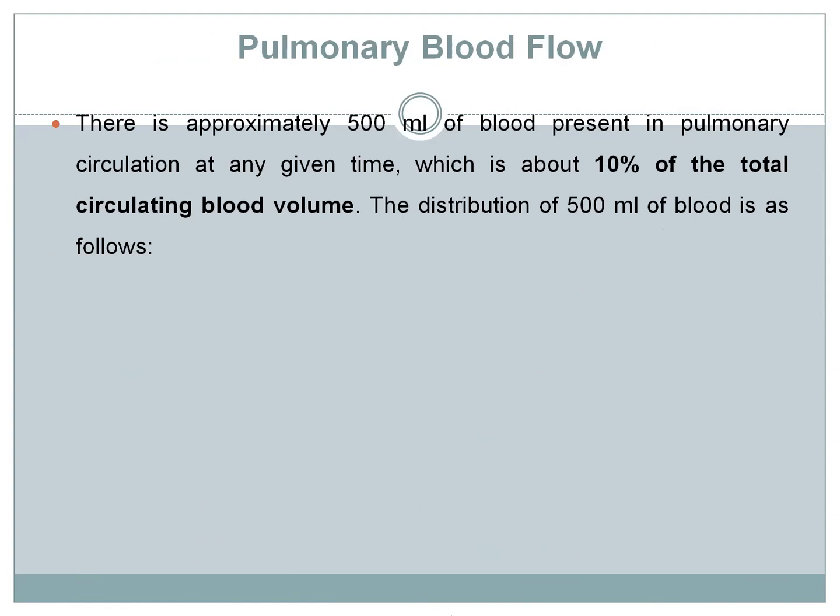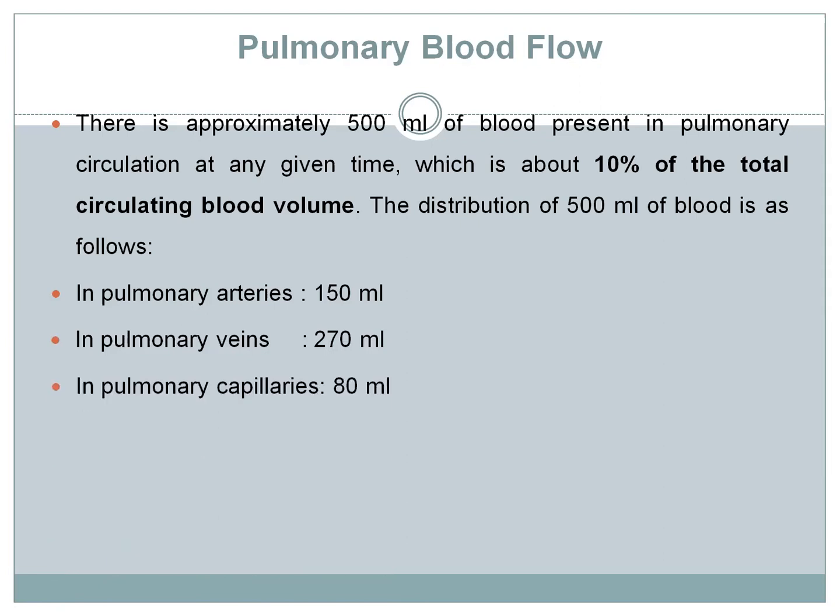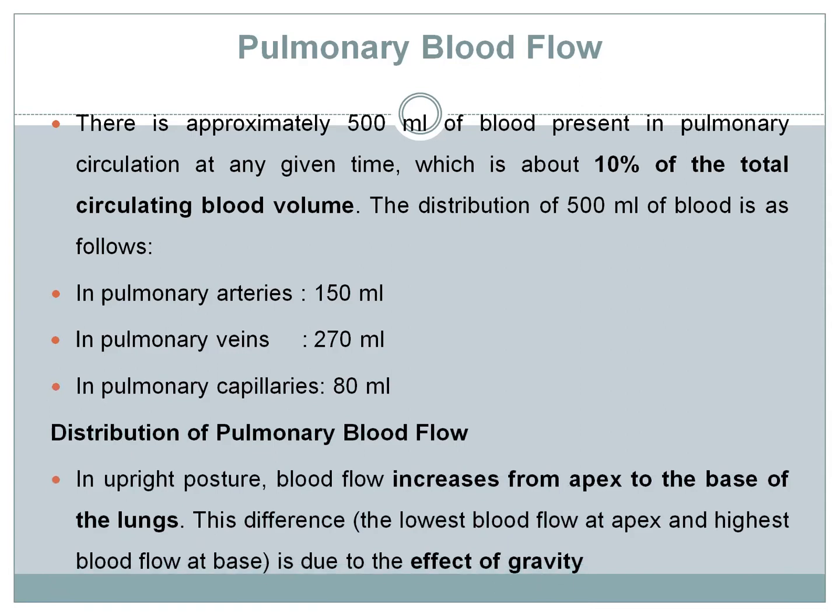There is approximately 500 ml of blood present in the pulmonary circulation at any given time, which is around 10% of the total blood volume. The distribution is: in the pulmonary arteries it is 150 ml, in the veins it is 270 ml, and in the capillaries it is 80 ml. The distribution of the pulmonary blood flow is like this. In the upright posture, the blood flow increases from apex to the base of the lungs. So this difference, that is the lowest blood flow at the apex and highest blood flow at the base, is due to the effect of gravity.